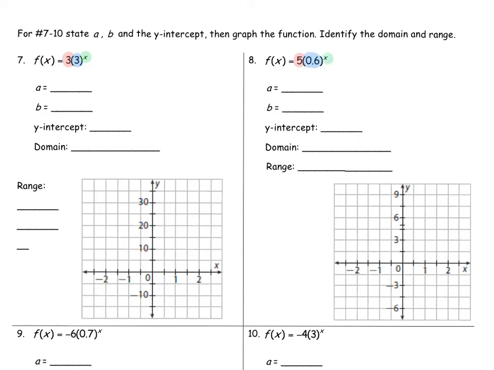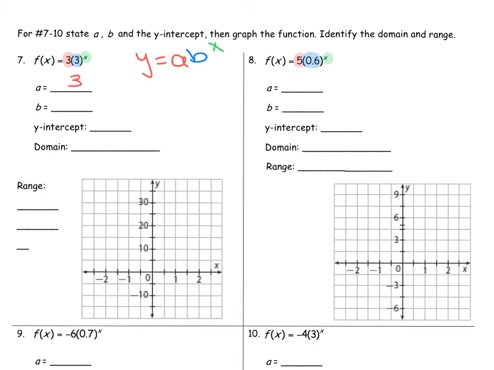All right, so let's fill it out. So A, again, we have Y equals A, B to the X. All right, so our A value, as we said here, is 3.